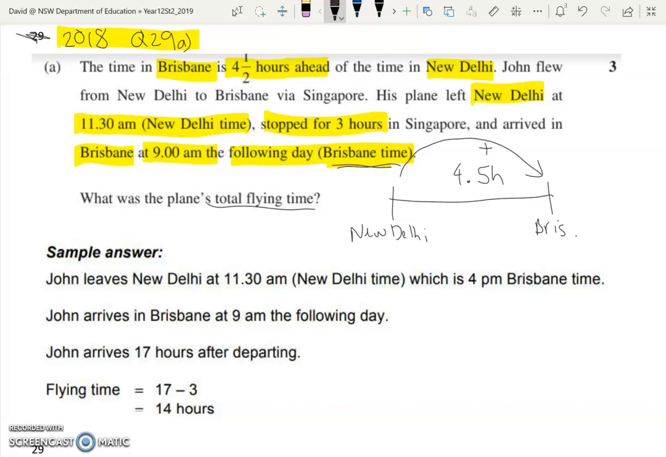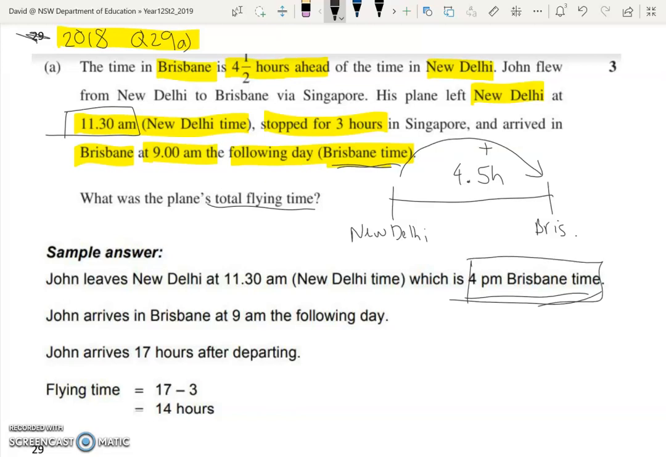So this 11:30 would be the first thing I change. If it's 11:30 New Delhi, add 4.5 hours to get to Brisbane time. Half an hour would take it to 12 midday, that's the 0.5 hours, and then you've got another 4 hours. So it should be 4 p.m. Brisbane time. So his flight actually leaves at 4 p.m. Brisbane time.